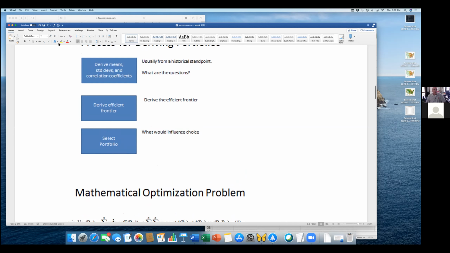All right. What does this step do here? If we're deriving means, standard deviations, and correlation coefficients, what sort of questions should that raise in your mind as you're doing that portfolio selection? So take a minute, write it down. If you want to put it in your chat box, think for a minute. This is a good exam question. What explicit assumption are you making when you use historical means, standard deviations, and correlation coefficients to do this analysis? Anybody want to venture a guess in our chat box? What assumption are you making when you're doing that?